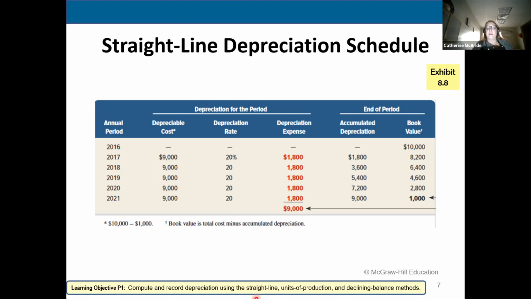Now here's a couple of things that are really important. When we are done, our total for depreciation expense will always be our depreciable cost. Our book value will always be the salvage value.